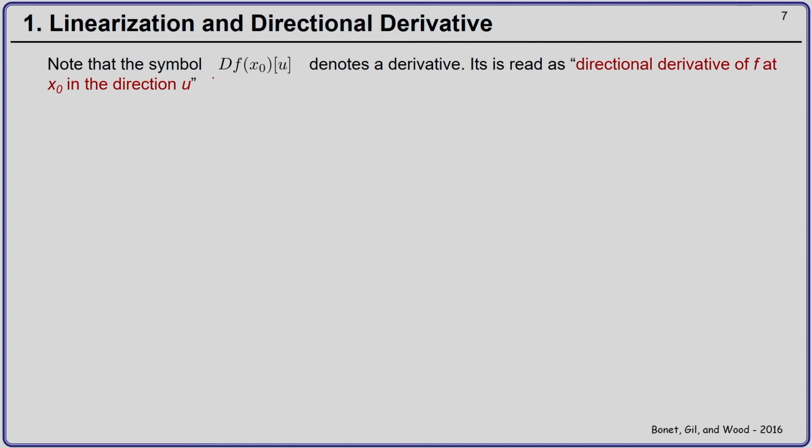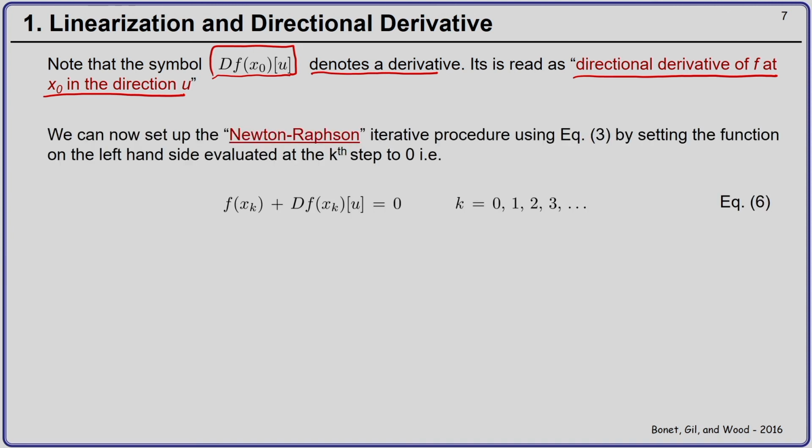You have to note that this symbol df(x0) at u denotes a derivative, and the way it is read is: directional derivative of f at x0 in the direction u. So, whenever you see this term df(x0) at u, it is read as the directional derivative of f at x0 in the direction u.